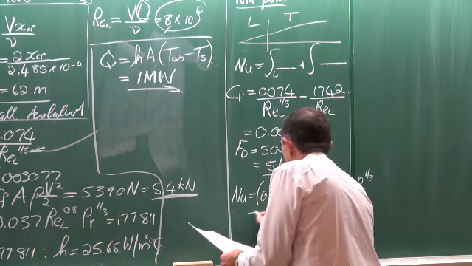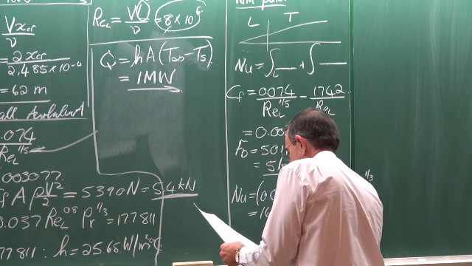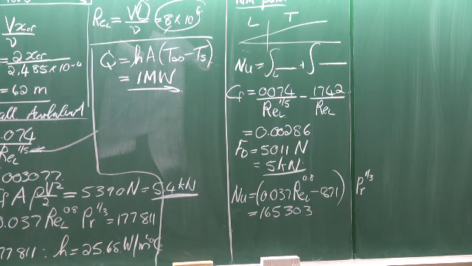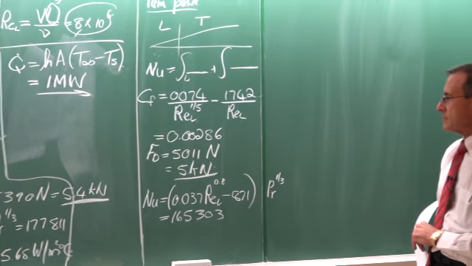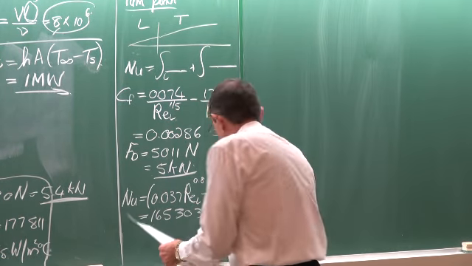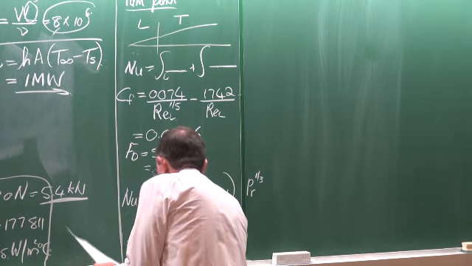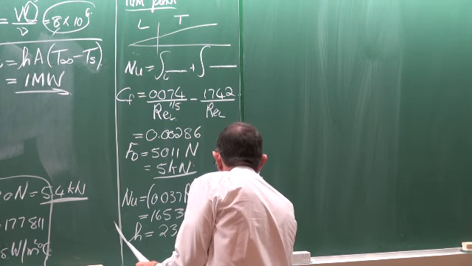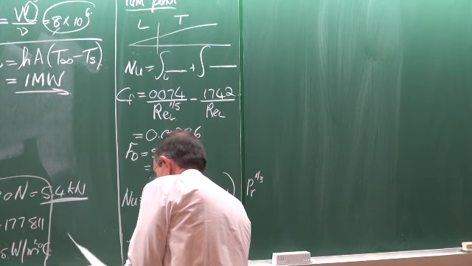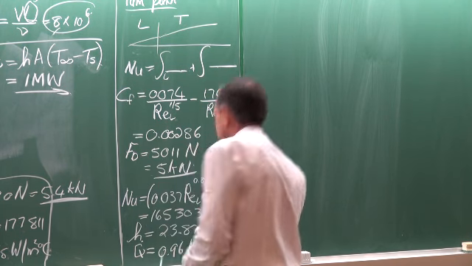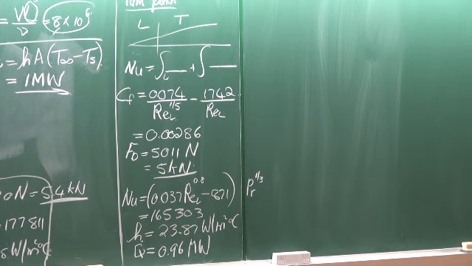If we calculate the Nusselt number, it is equal to 165,303. Previously it was 177,000, so there's a little bit of a difference. The heat transfer coefficient would be equal to 23.87 watts per square meter degree Celsius, and the heat transfer rate when we calculate it is 0.96 megawatts, which for all practical purposes is still 1 megawatt. Okay?